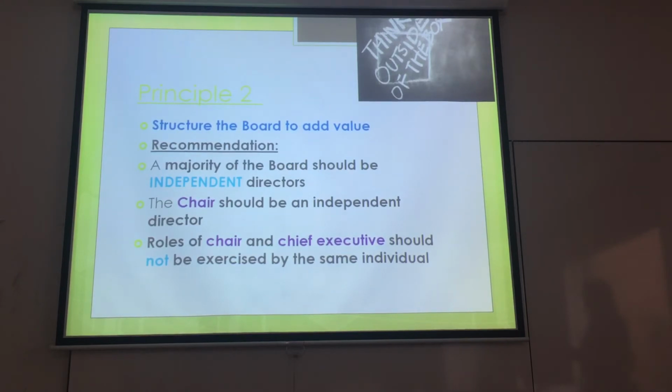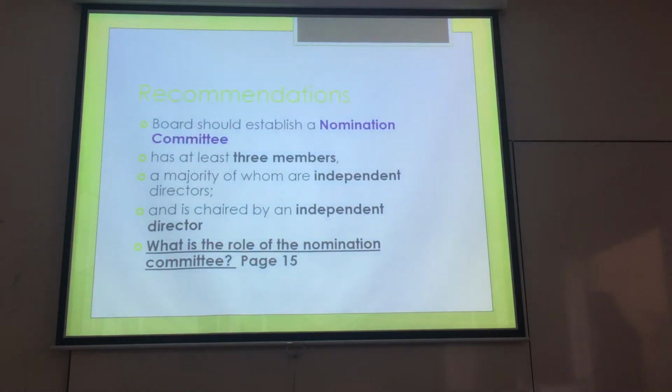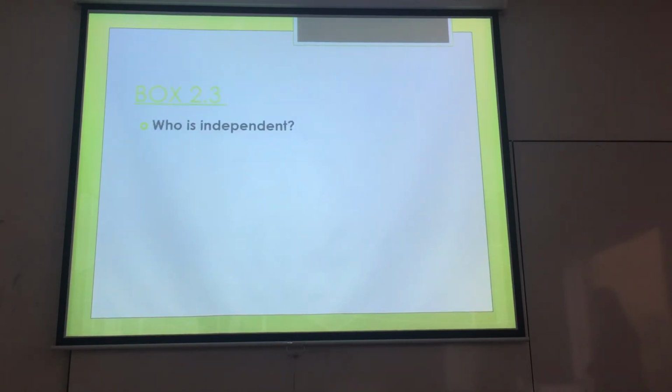So the chair should be an independent director, and obviously the chair and the chief executive should not be the same person. Nomination committee, we've already said, must have 3 members, a majority independent. Who is independent? They've added something more to that, box 2.3, so we'll look at that in the tutorial. What's the thing that I mentioned earlier that they've added to who is independent? What do you have to be a bit more careful about now? Can you remember? Friendships? Yeah, so they've added the whole issue of friendships there, and not only family ties.